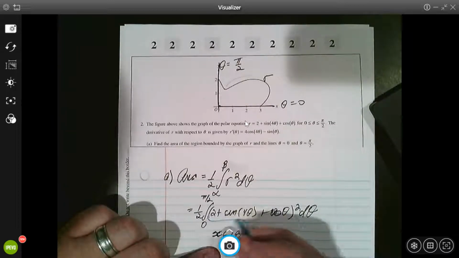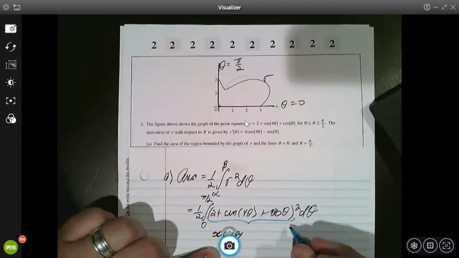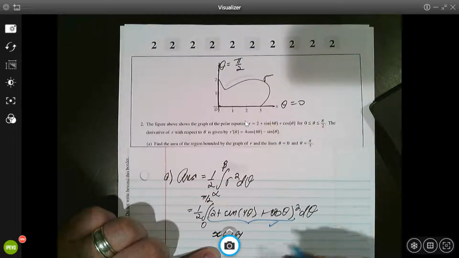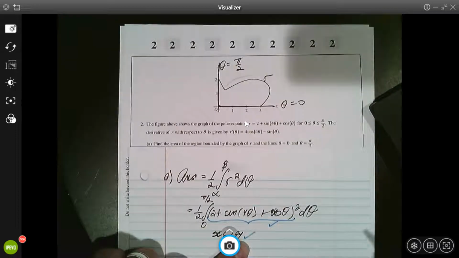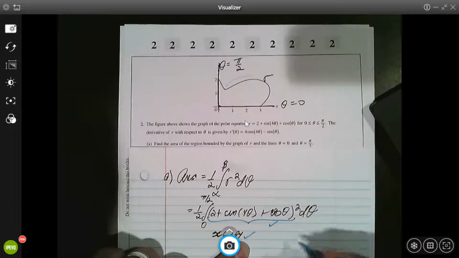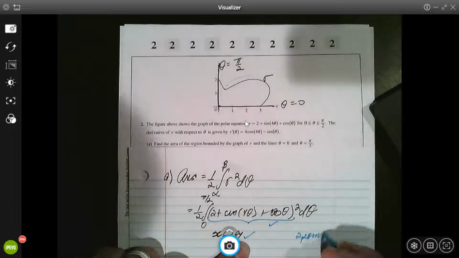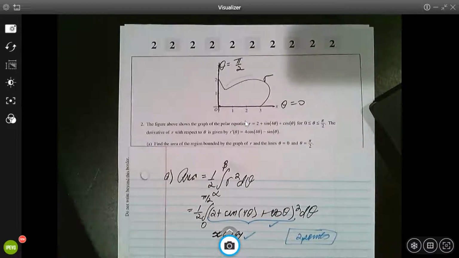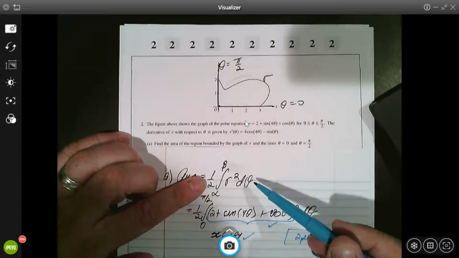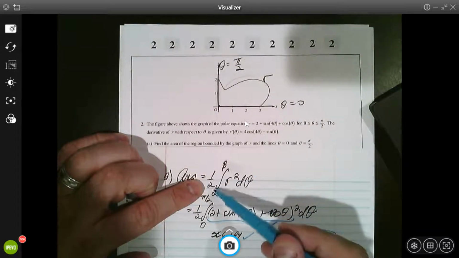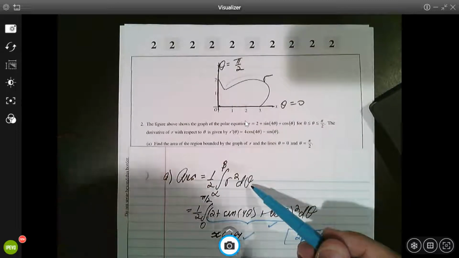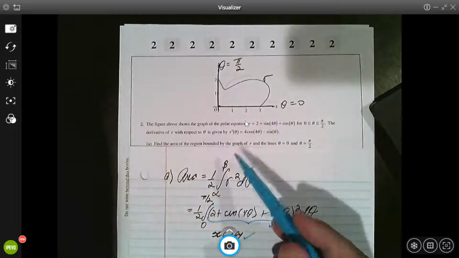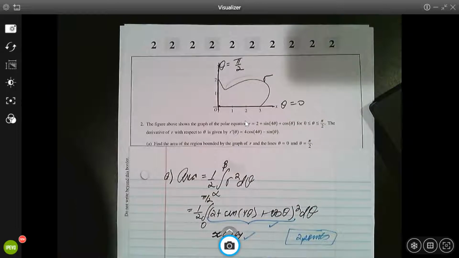The integrand, which is this 2 plus sine 4 theta plus cosine theta squared, was worth 1 point. Being able to find that value on the calculator earned you the 2nd point. Not too bad. Really, you just need to make sure that when it comes to polar, you know the integration formula for area: 1/2 the integral of the radius squared with respect to theta from your starting angle to your final angle. Let's take a look at part B, see what's going on there.